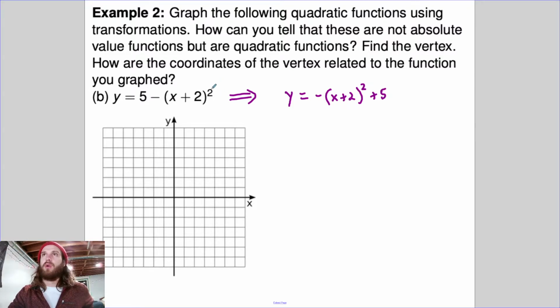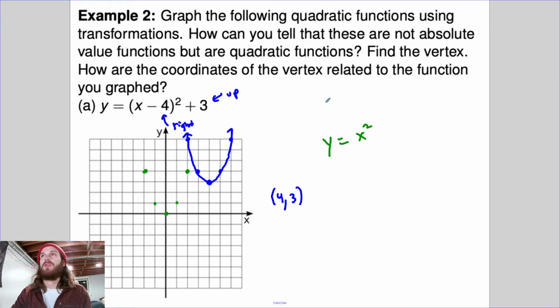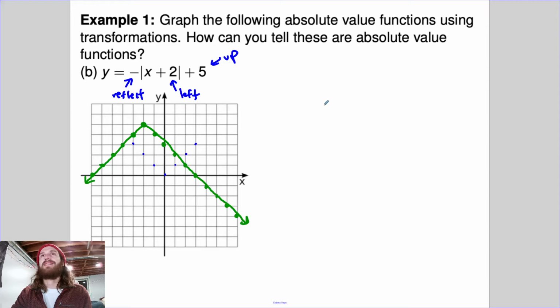I see my squared, so I know that my parent function is y equals x squared, which again looks like that. Now let's talk about the transformations that have taken place. +2 means left 2. This means up 5. Shift. This negative means reflect. Now, if you look back at the example we did, reflect but keep the shape. It's the same shape, it's just been reflected. If we look back, it's the same exact transformation that happened here.